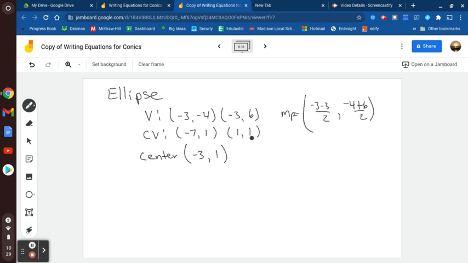Vertices are tied to which variable? A. So we're going to be able to find the a squared this time. Again, you can do it without work. If I look at these three points, what stays the same? -3. So how do I go from -1 to 4? 5. That means my a is 5. That means a squared is 25.